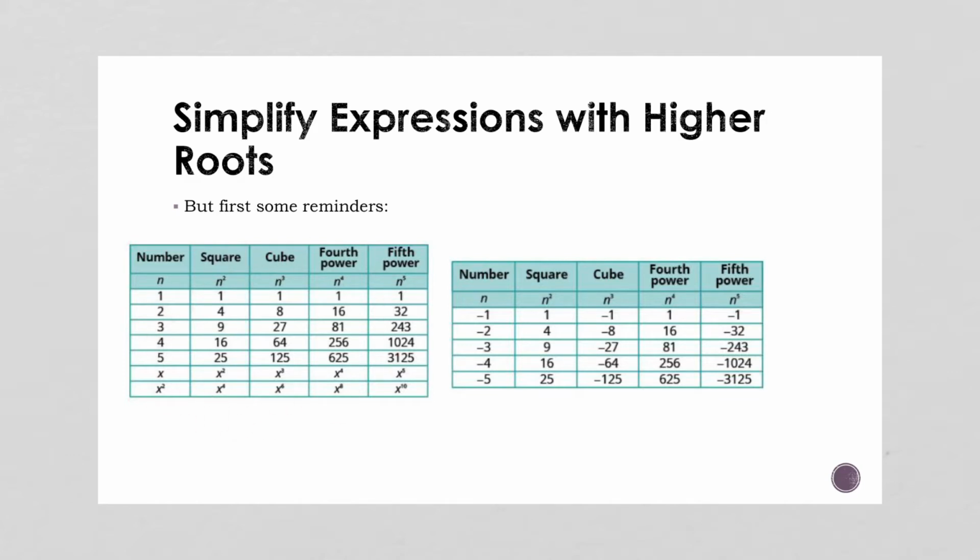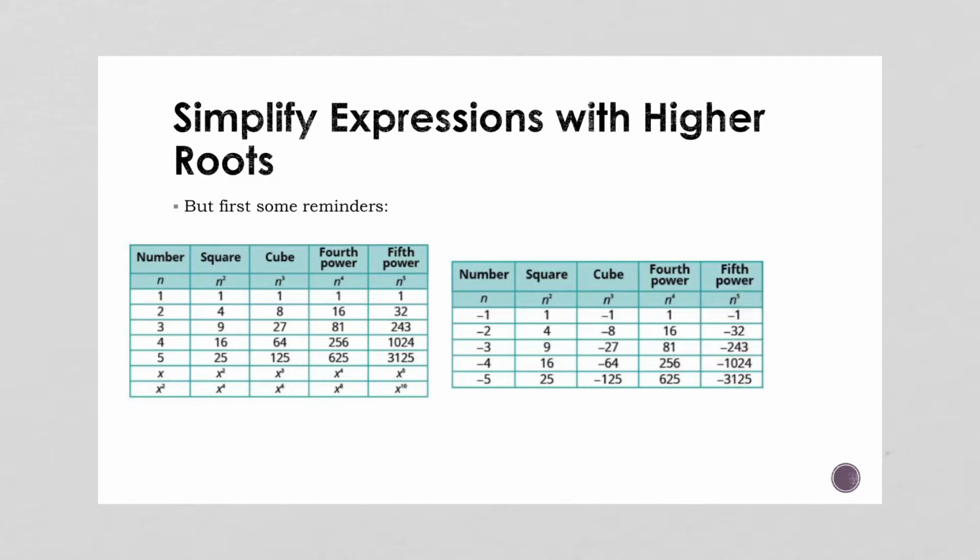Now, take a look at this one. Notice these are all negative numbers, okay? Notice that whenever you square a negative number, you always get a positive. Whenever you cube a negative number, you always get a negative. And when it's raised to the fourth power, you get a positive. When it's raised to the fifth power, you get a negative.